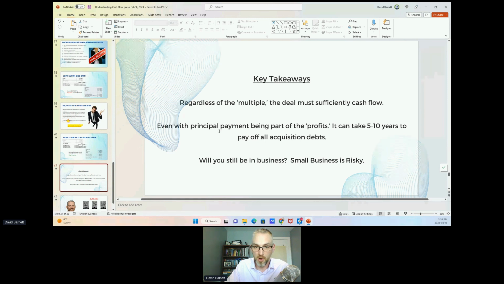Even with the principal being part of the profit, it can take 5 to 10 years to pay off all your acquisition debts. You guys in the States, SBA financing takes 10 years to pay back. You are exposing yourself in a 10-year period. You're almost guaranteed to go through one entire business cycle. We're all talking about a recession next year, but people who bought 5, 6 years ago on a 10-year loan should also have been aware that they would definitely be going through a recession at some point during the life of that loan. And so it's got to cash flow even with the debt service.